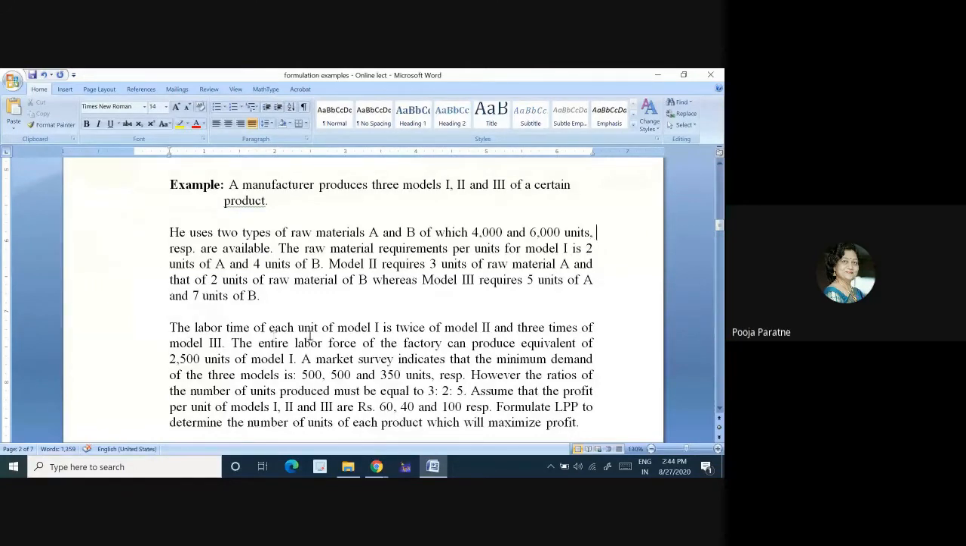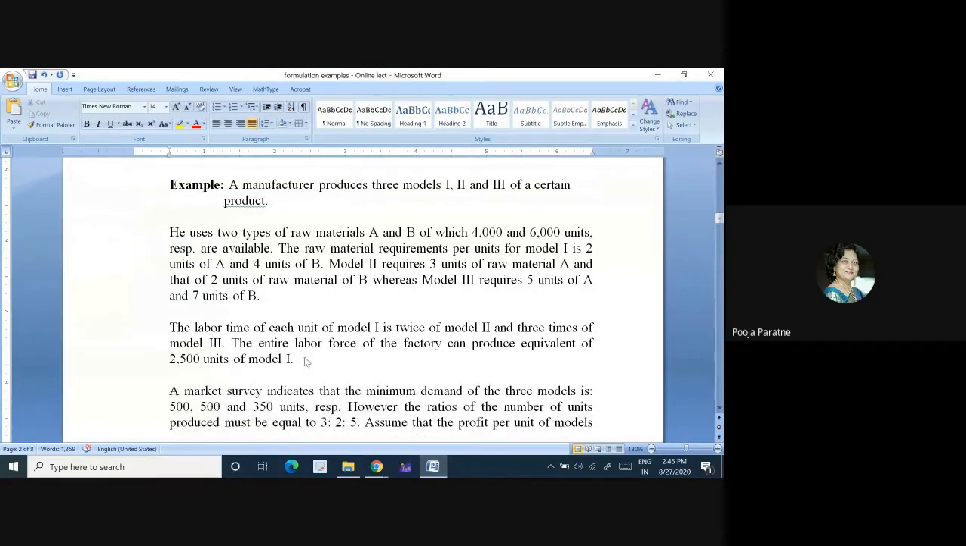The labor time of each unit of model 1 is twice that of model 2 and 3 times that of model 3. The entire labor force of the factory can produce the equivalent of 2,500 units of model 1. A market survey indicates that, okay, now this is not related to the time, so I will cut it from here. So this second paragraph gives me some information about the availability of time. That will be, I think, another constraint, because here a number is given, 2,500 units of model 1, and they have given some time.